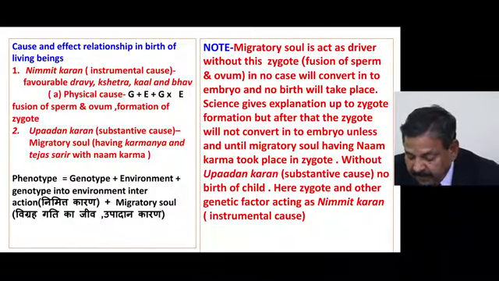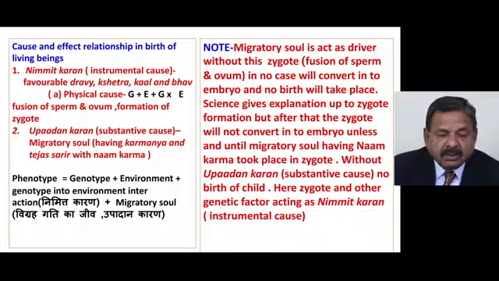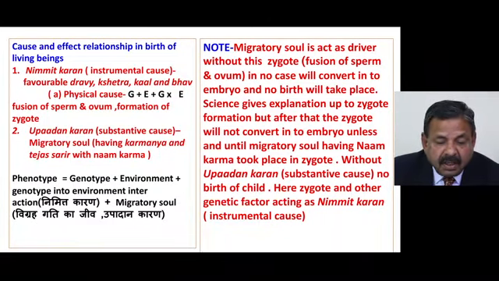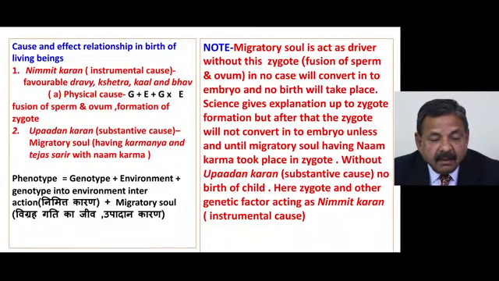Now, the cause and effect relationship in the birth of the living being. One thing I would like to emphasize is the cause and effect relationship. I pointed out that the instrumental cause, that is the nimit, is favorable under the dravya, kshetra, kal and bhav. When there are favorable dravya, kshetra, kal and bhav, that is the genotype, environment and genotype into environment interaction, it comes under the nimit karma, or instrumental cause. When a zygote is formed, it is a nimit, an instrumental cause.